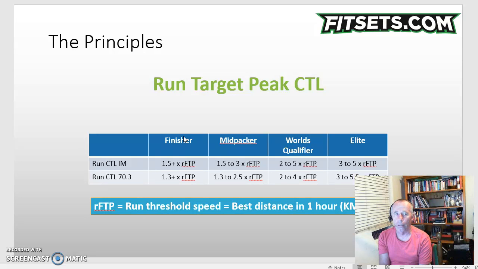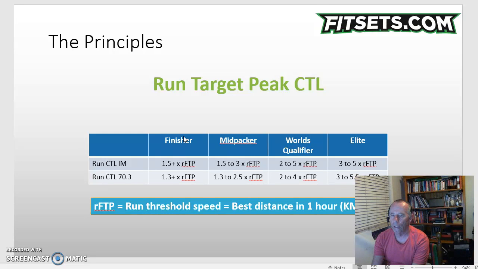So if you can run an hour at 15 kilometers an hour, that's basically 4 minutes per kilometer dead. You're pretty much going to have an RFTP of 15. Okay, so if you're slightly underneath that, I'll lock myself in at a 14. Generally, I'm not going to go 5 because I've been off running for a while, so I'll go 3. So 3 times 14 will give me 42 for my run FTP.